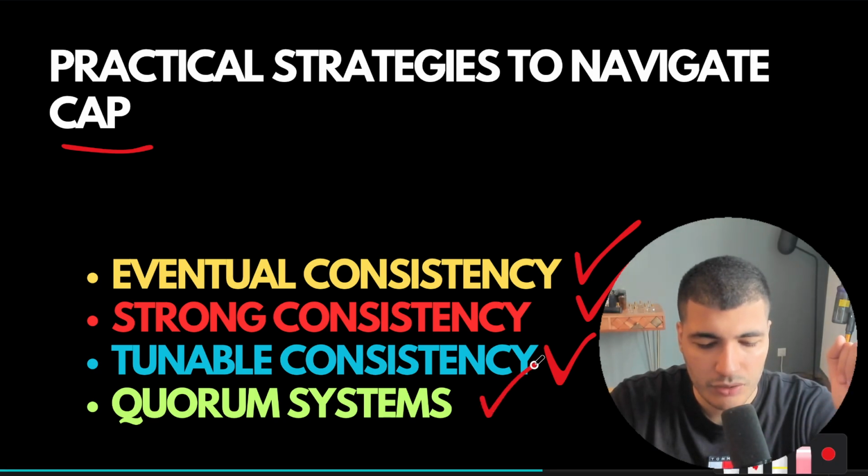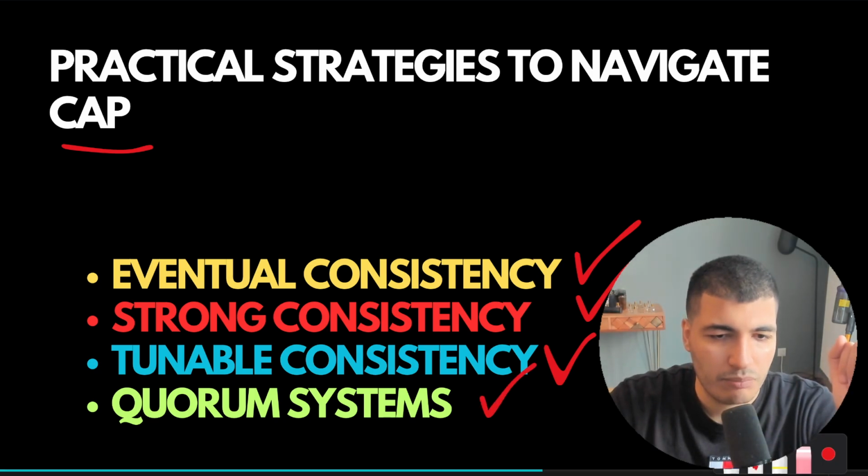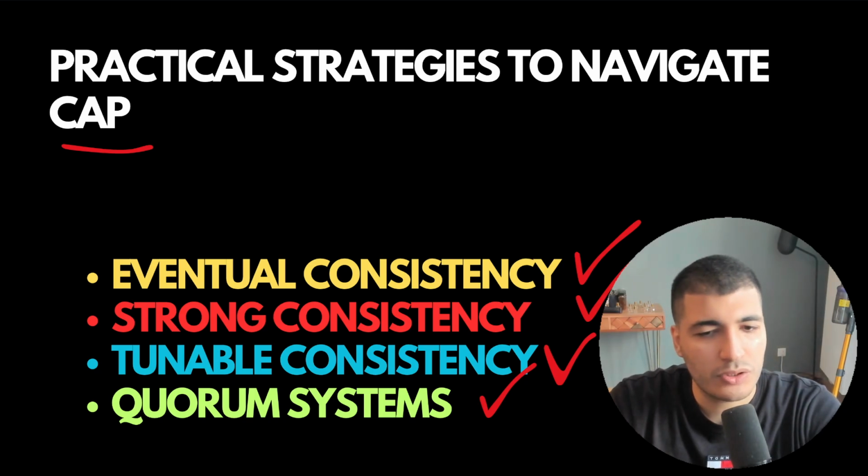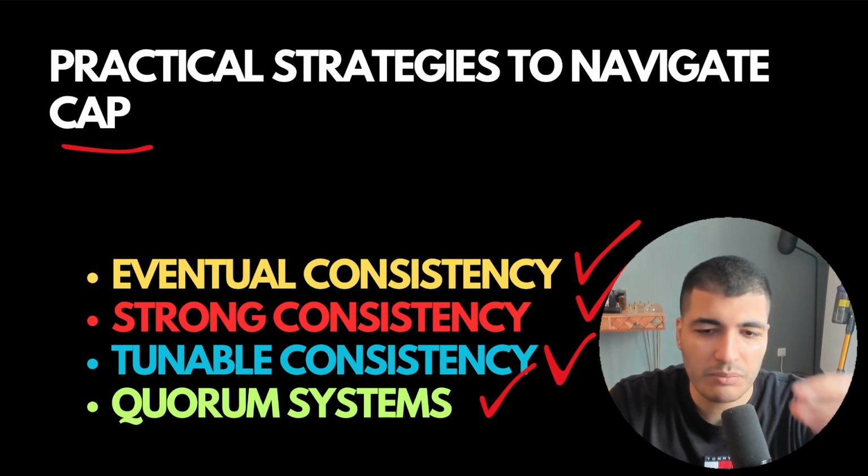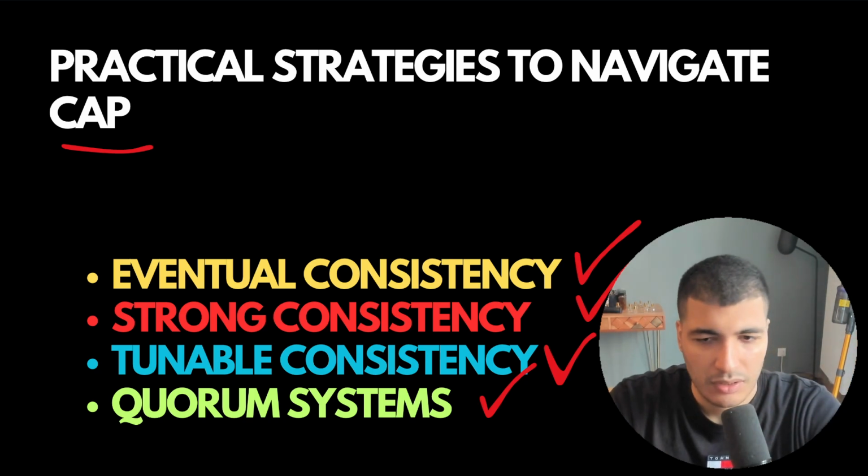And we have a quorum system. Basically, this means majority voting ensures agreement before committing the data. It's at the core of the Raft and Paxos protocols, I guess.